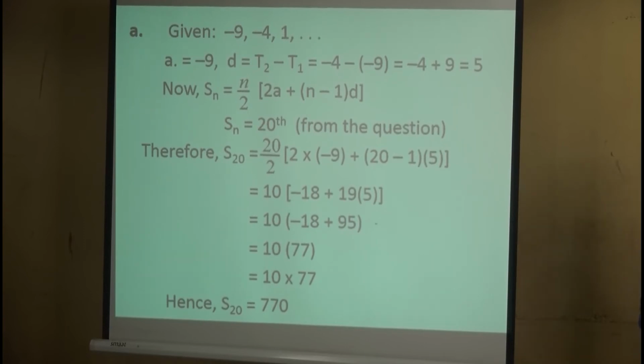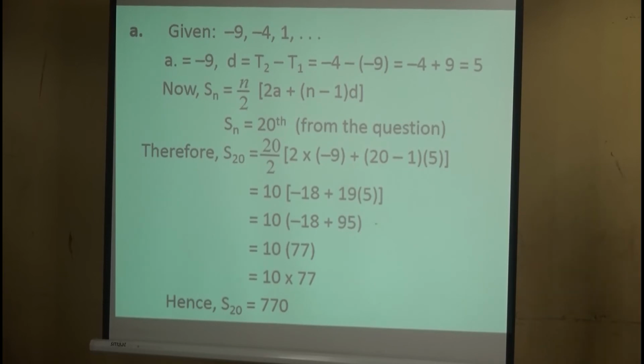Now the formula for the sum of n terms is given by sum of n terms equals n over 2 into 2a plus (n minus 1) d. Now we are expected to find the sum of the 20th term, as the question requested. Therefore, sum of the 20th term will be 20 over 2. Anywhere you see n, you replace with 20.